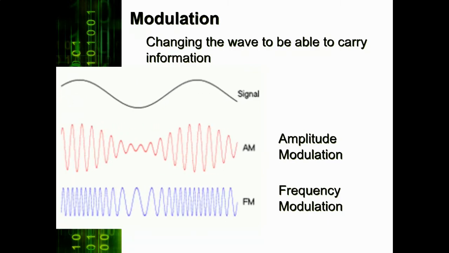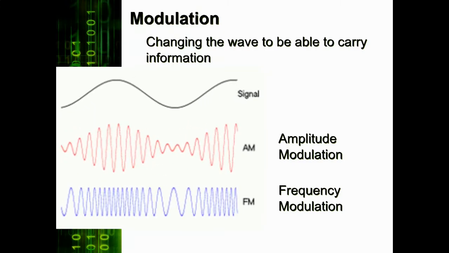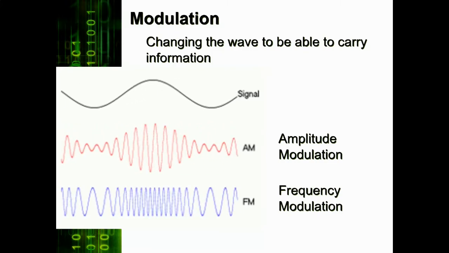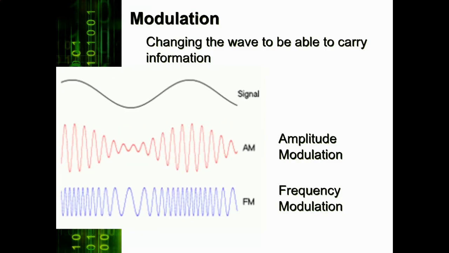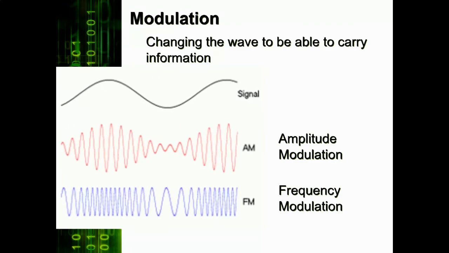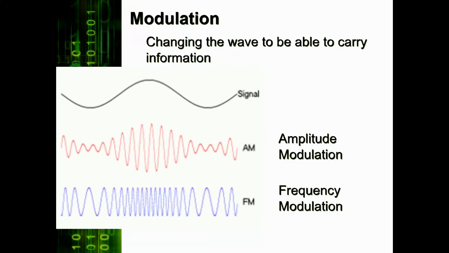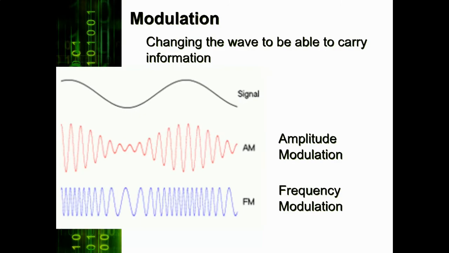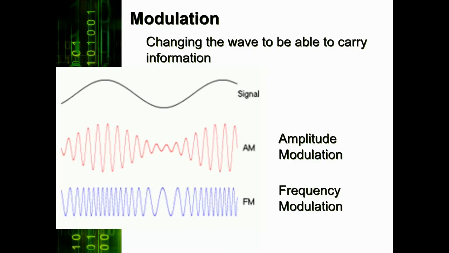So when we change a wave, we call that modulation. So we have this nice signal wave, and then we can change the amplitude or the frequency or the phase to be able to carry information. And you've probably heard of these. Amplitude modulation is your AM radio. So what we're doing is we're changing the amplitude of the wave. Frequency modulation is FM on our radio dial, and we're changing the frequency of our wave. So the modulation just means that we are changing the wave to carry data, and the amplitude means we're changing the amplitude, and frequency means we're changing the frequency.